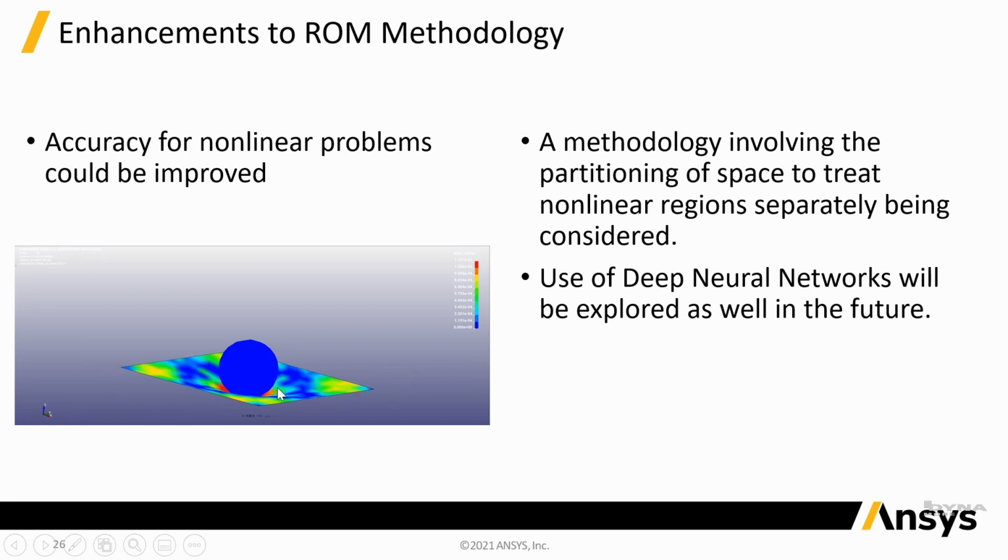Because the idea is that if the behavior is highly nonlinear in a particular region of the space, then those may not have the same important eigenvectors as the regions which are not so nonlinear. So there is a need to treat them separately. Also in the future, which probably won't be part of 2022 R2, we are also looking at deep neural networks to predict the system behavior as well.